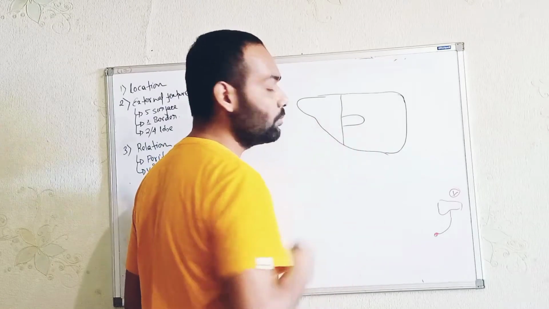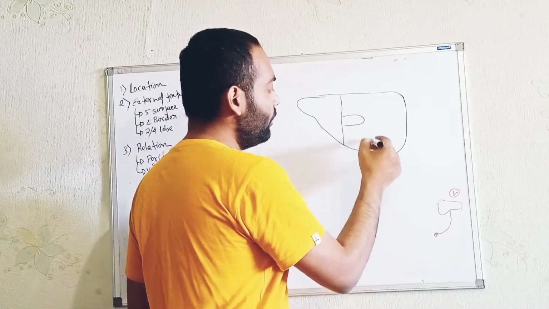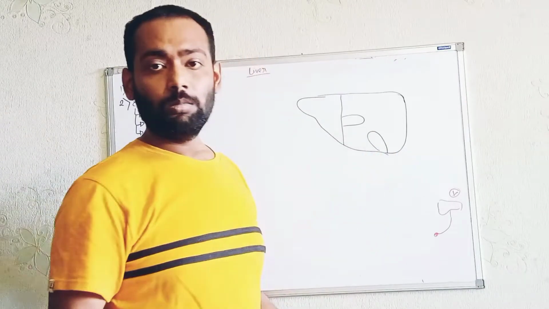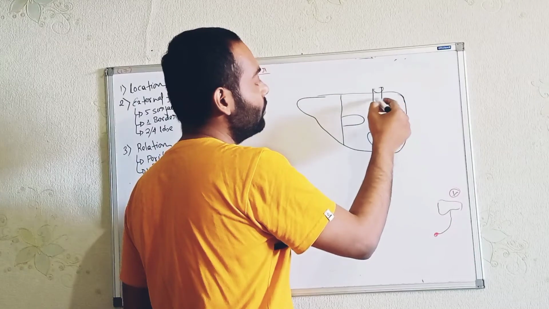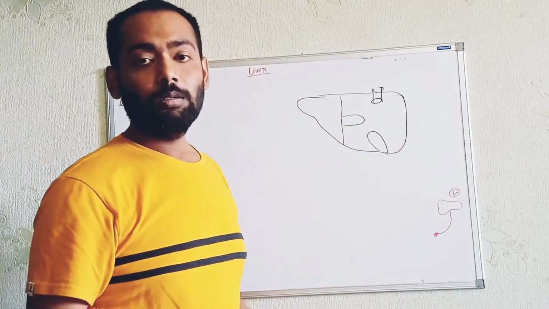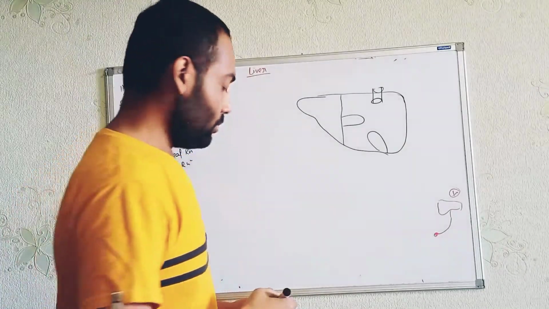When I do like this, here is the portal triad. When I do like this, I know this is the gallbladder. When I do like this, I know this is the inferior vena cava. So make it as simple as possible.